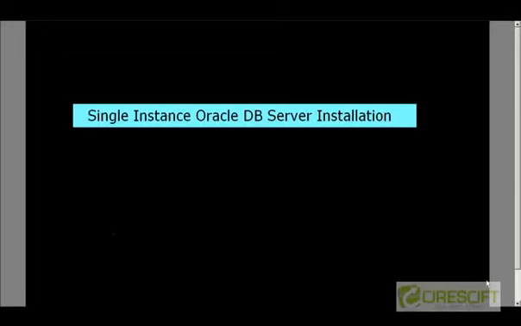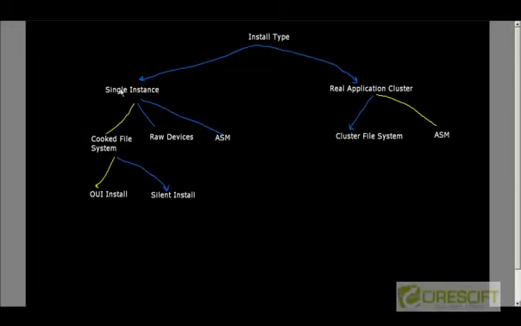So essentially, just to recap what we have done. We have discussed that there are different types of installations available, like single instance, RAC, and out of which we are just concentrating on this OUI install. So we are concentrating on this one. That means single instance based on the cooked file system with OUI as the installer, which is Oracle Universal Installer.